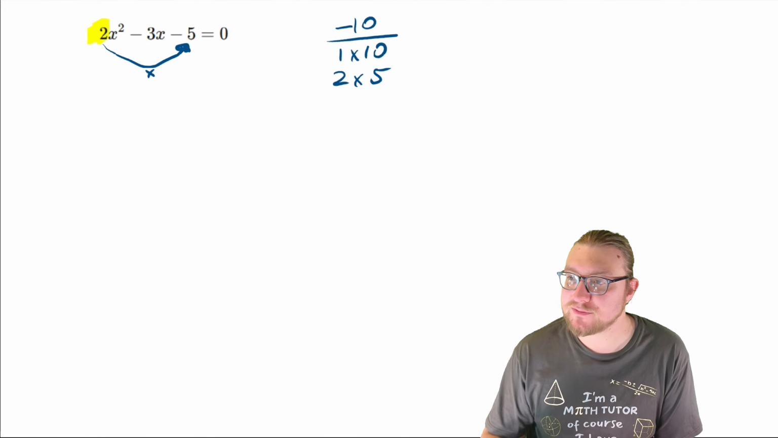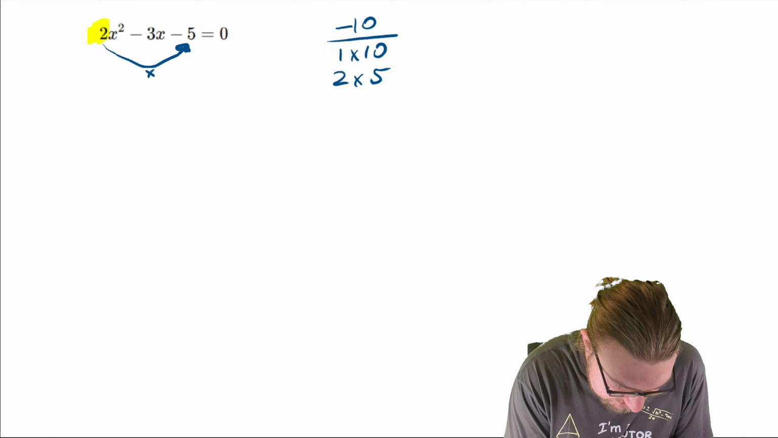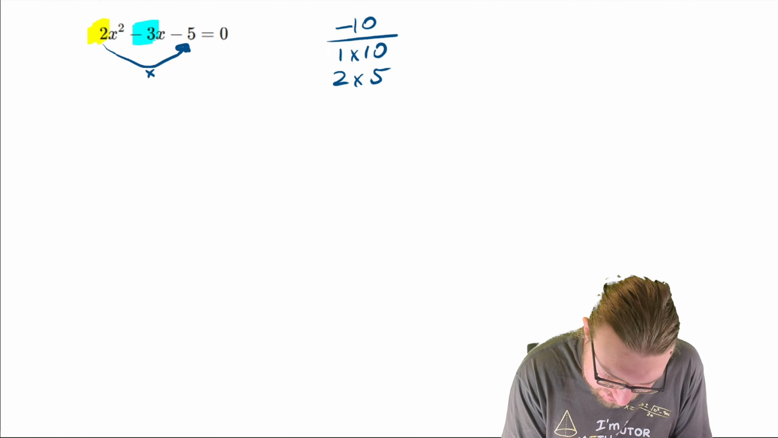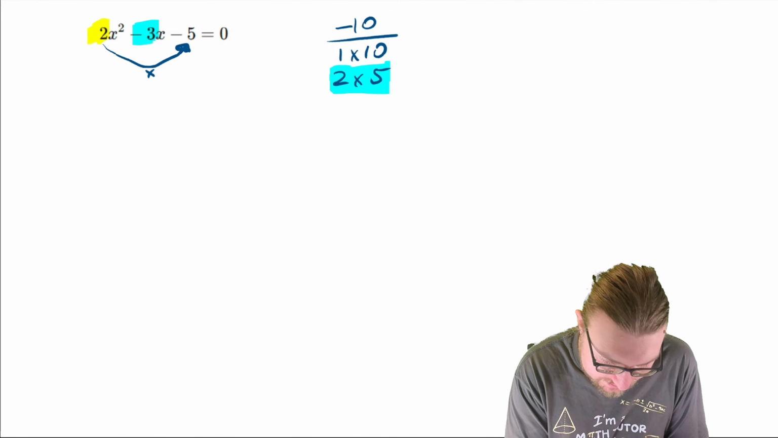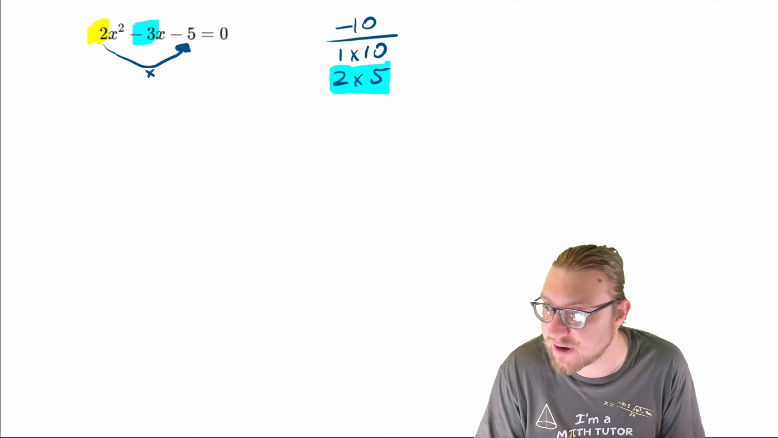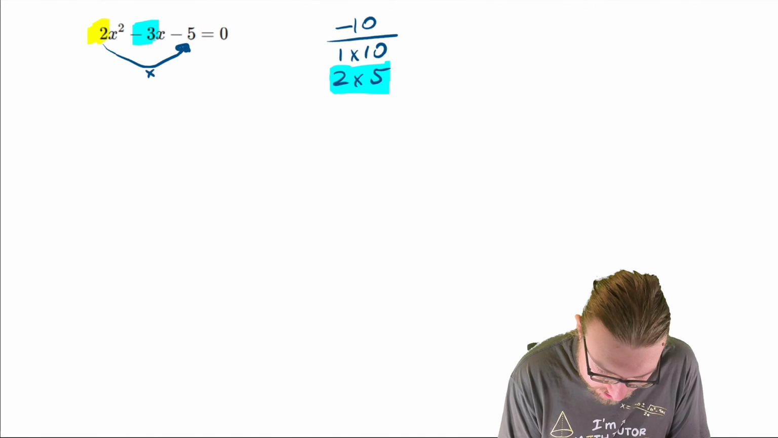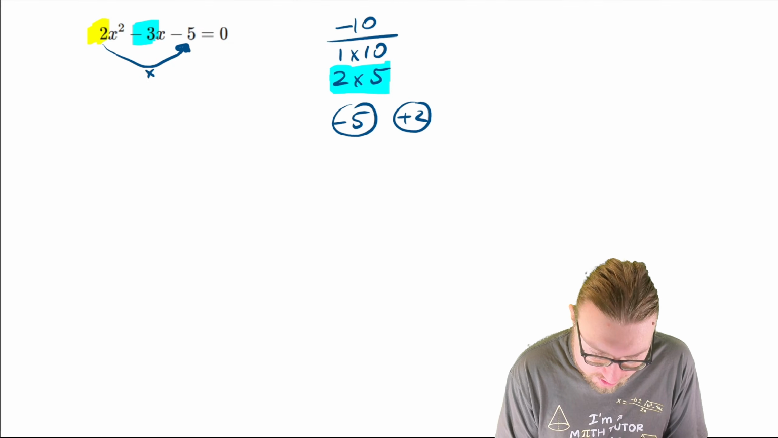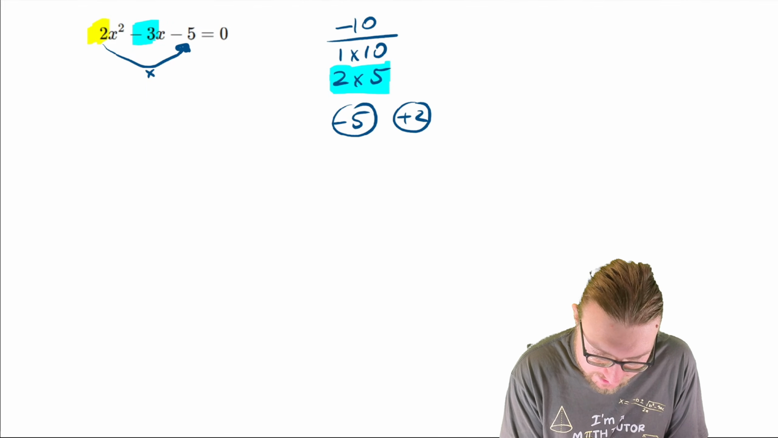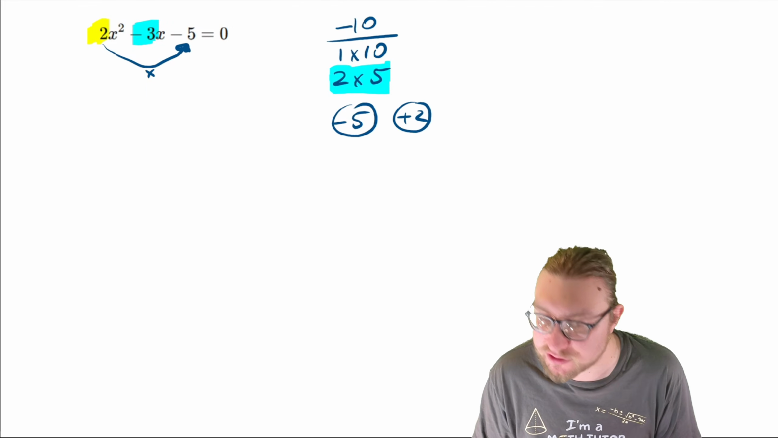All right, let's have a look here. Which of these do we take in order to get to -3? Well, 2 and 5 can make a -3. There's a difference of 3 between 5 and 2. So we're going to get -5 and +2. Together, if we multiply them, we get -10. And if we add them, we get -3.